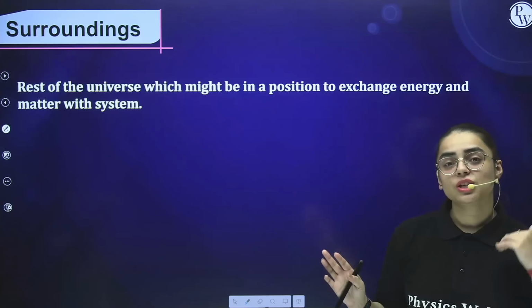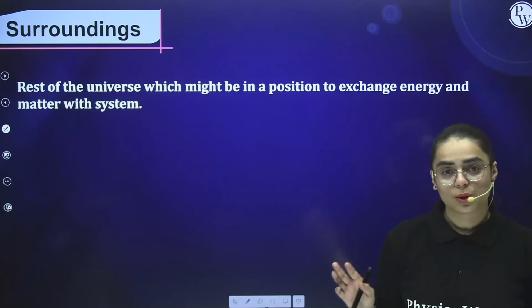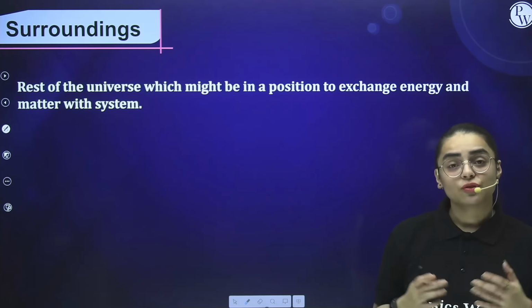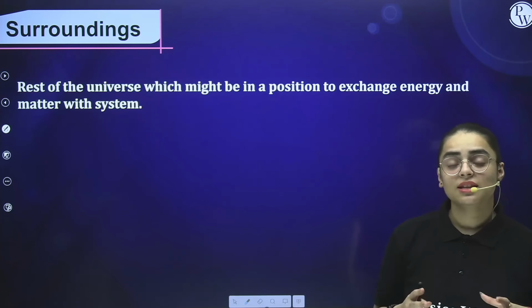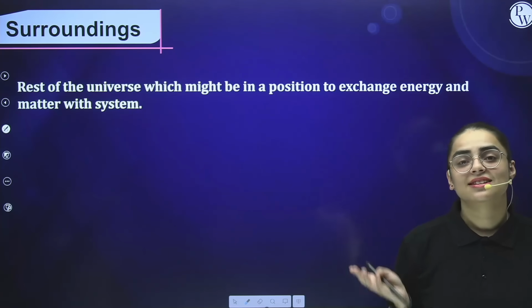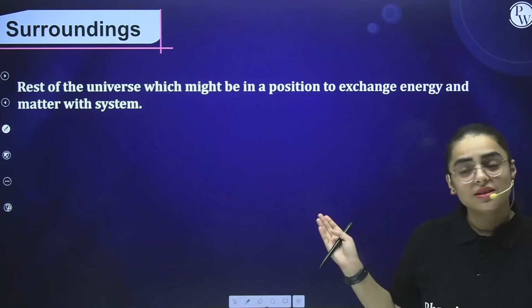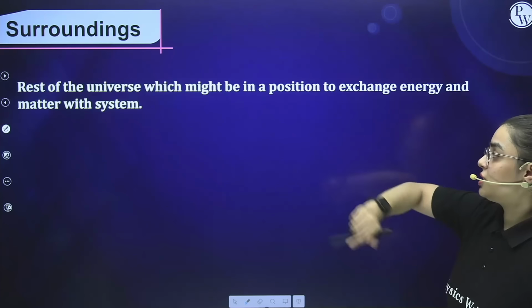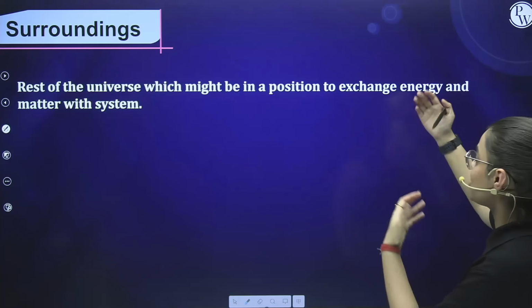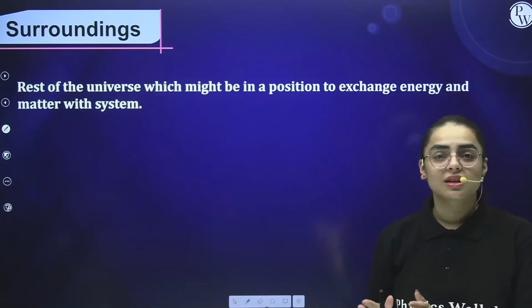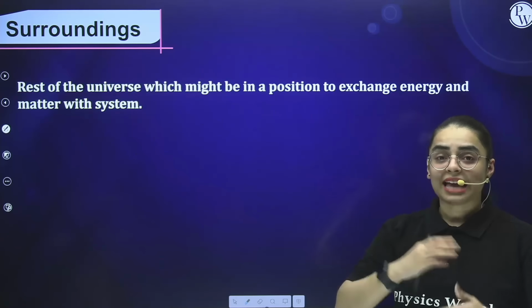So the definition can also be right in the same situation, in the same way as we are defining universe, right? So if I'm going to define surroundings, I would say that the area other than system is known as surrounding. And what happens there? It is already mentioned to you here that rest of the universe which might be in a position to exchange energy and matter with the system. Now both of the system and surrounding can exchange matter, can exchange energy.